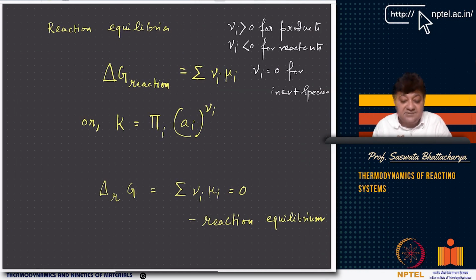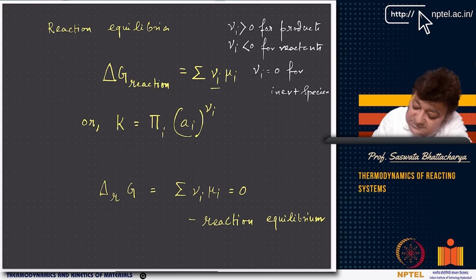Now, in a reacting system, you have to understand there is this delta G reaction that is basically given by summation of nu I mu I, where nu I are the coefficients, like small a, small b, small c, small d, the stoichiometric coefficients for the reaction. So delta G reaction is related to the summation of nu I mu I.